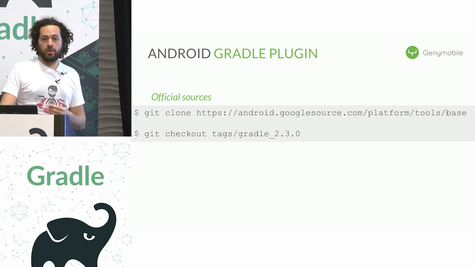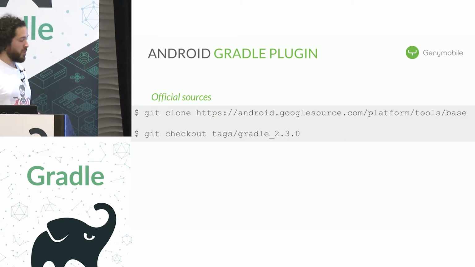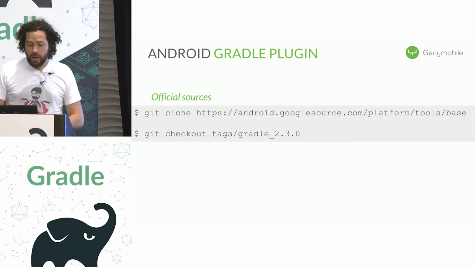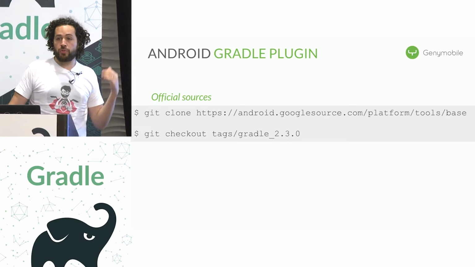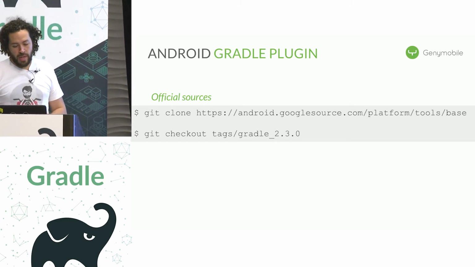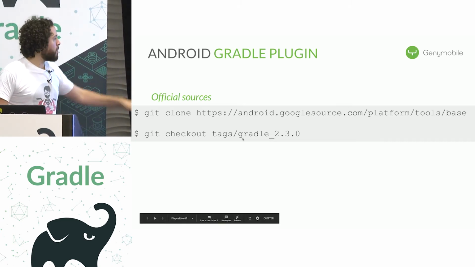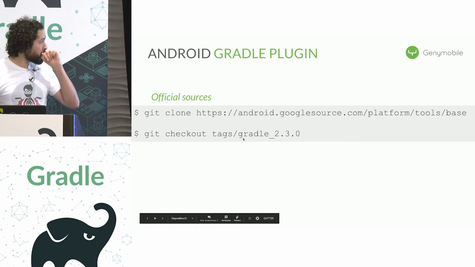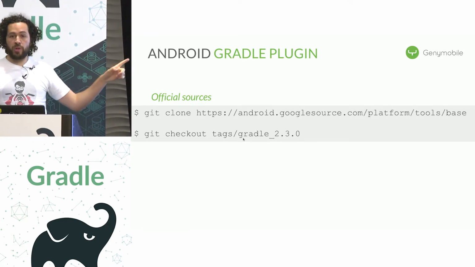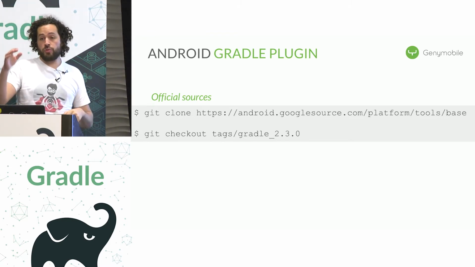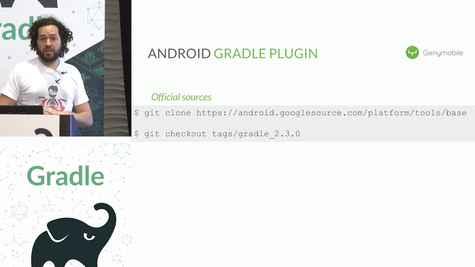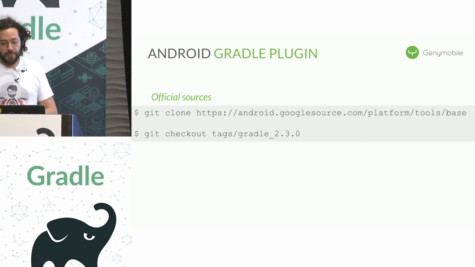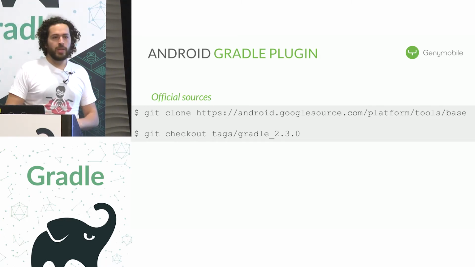So how do you get the source code from the Gradle plugin? Just clone the Android Open Source Project, look for the tools-based repository, and you check out the tag. For example, the last one currently is Gradle 2.3.0, which is a little bit old, sorry, because the last release is 2.3.3, if I'm not wrong.